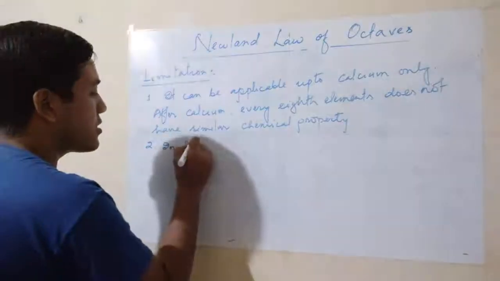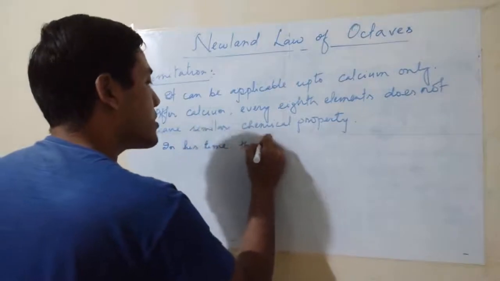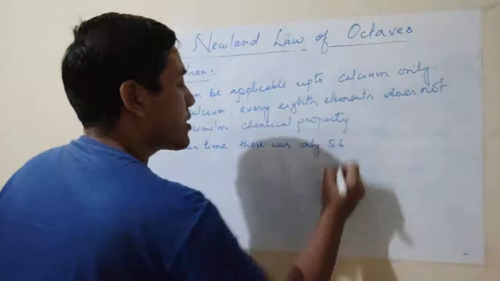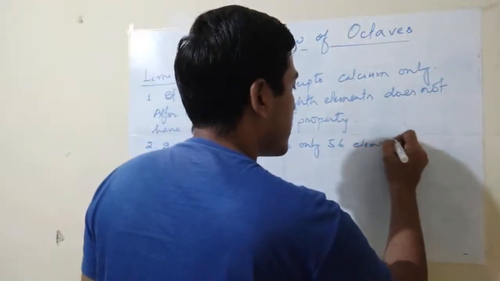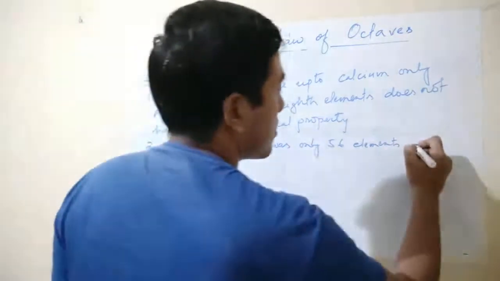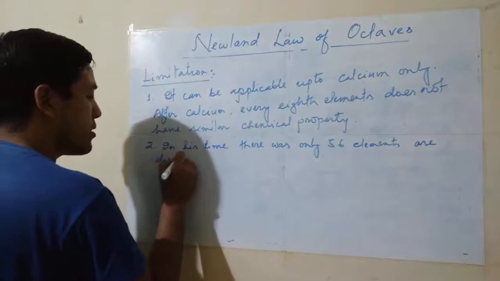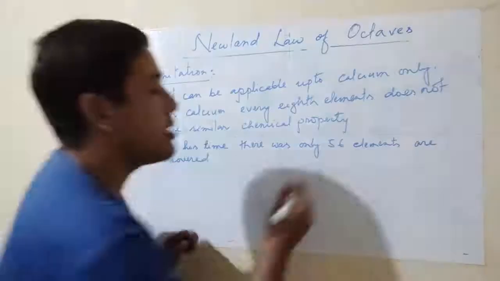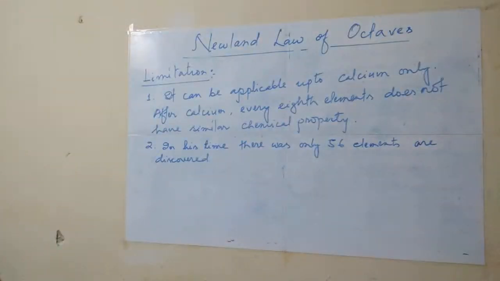Then number two: in his time, there were only 56 elements discovered, right? In his time, only how many elements were discovered? 56 elements. Okay, 56 elements were discovered.